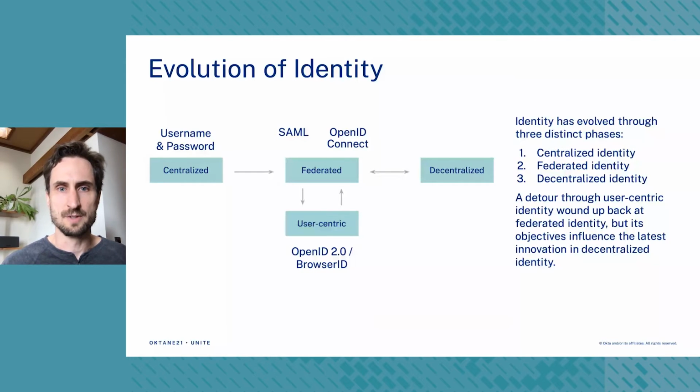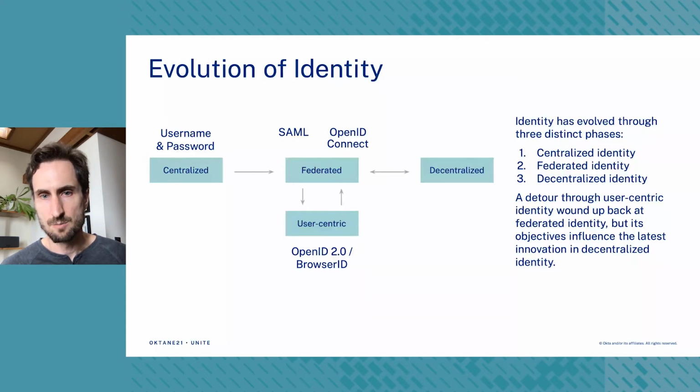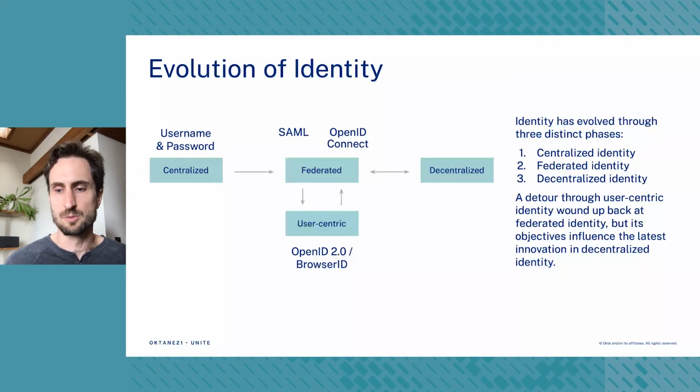I want to pause here briefly and mention a minor phase, that of user-centric identity. User-centric identity took a detour from and back to federated identity. It was characterized by efforts including the original OpenID and Browser ID that attempted to apply federated identity in a way that gave individuals control. Even though these efforts failed to gain traction, the goals and lessons learned continue to influence decentralized identity today. We aren't going to cover these efforts further, but it is worth mentioning them now. Finally, I want to note that these phases of identity are not mutually exclusive. They can be and are deployed simultaneously. Decentralized identity will often be deployed alongside its predecessors.